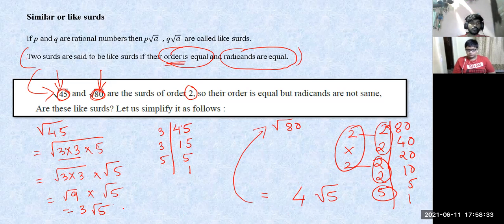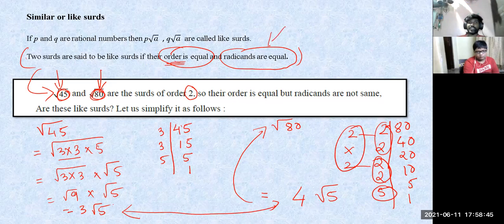Okay. Now, are they like terms? Are they like surds? Surds are said to be like surds, first of all, if their orders are equal and the radicands are same. Look at the definition. Two surds are said to be like surds if their order is equal. Both are square root. Here also you have square root 5. This is square root 5. It is not cube root of 5. It is 3 into root 5.